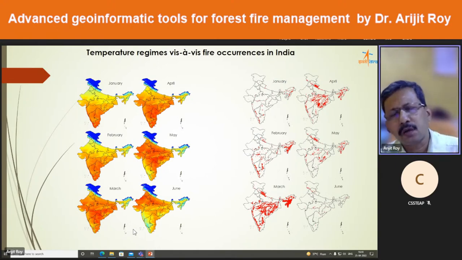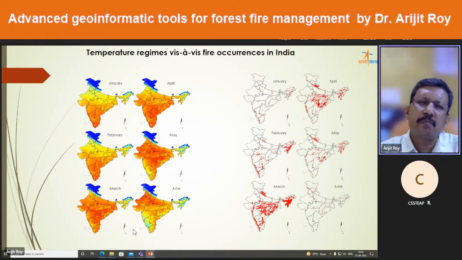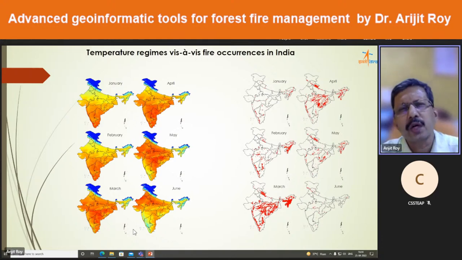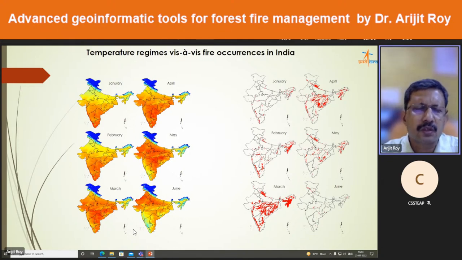So with this background, let us see how temperature regime plays a role in fire occurrences, especially in India. On the left, you see the average temperature regime of the fire season, that is from January to June. And on the right, we have the corresponding fire counts from MODIS. This is for 2016. So we have been doing this every year as an exercise.